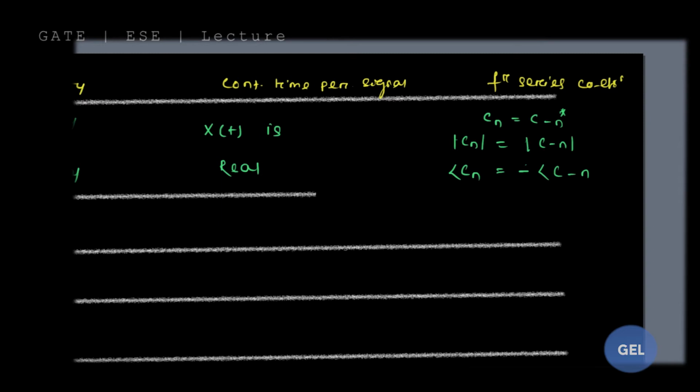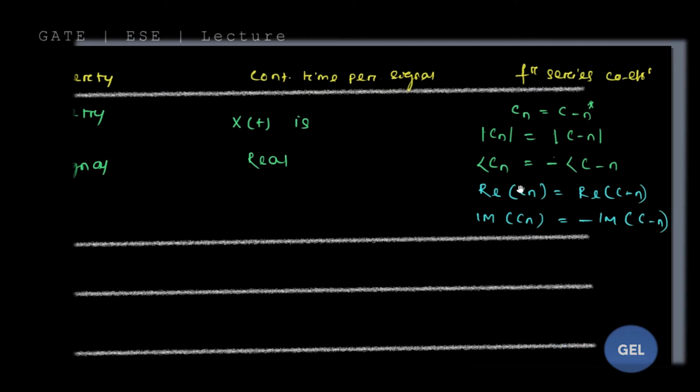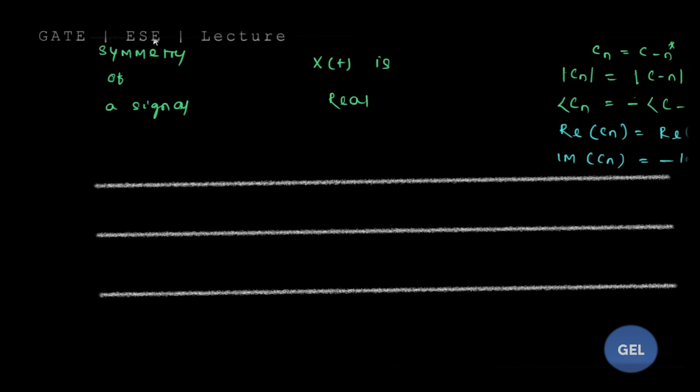Also listen to this carefully, the real part of Cn will be equal to the real part of C of minus n. The imaginary part of Cn will be equal to minus the imaginary part of C of minus n. Clear? It is very important. I'm really sorry I could not do the derivation, but the derivation is not important, this analysis is very important. It is for symmetry of signal.